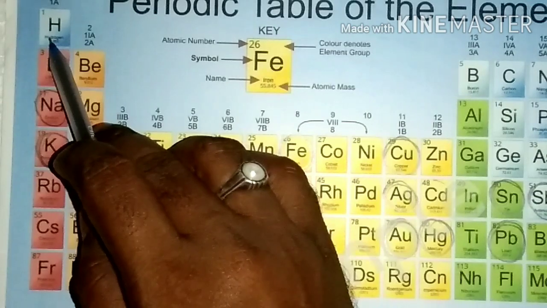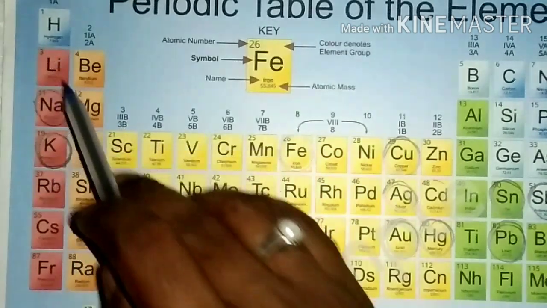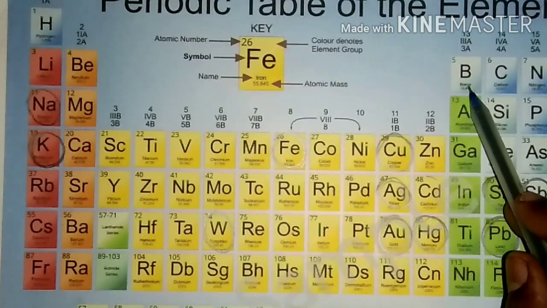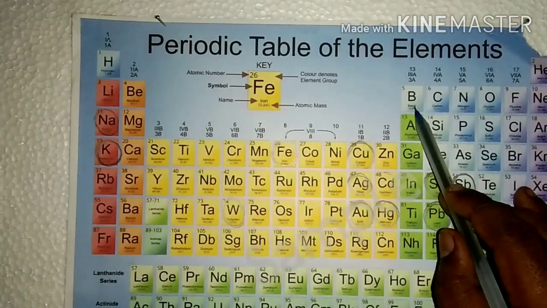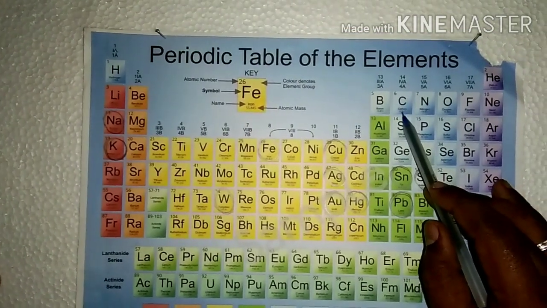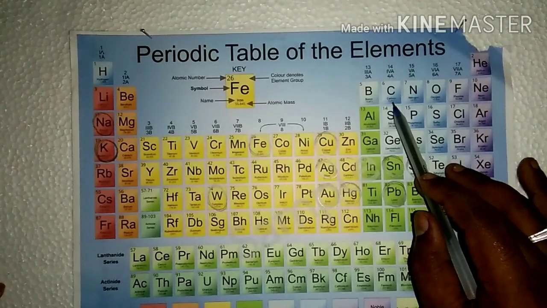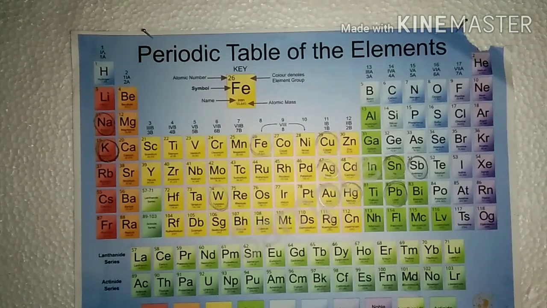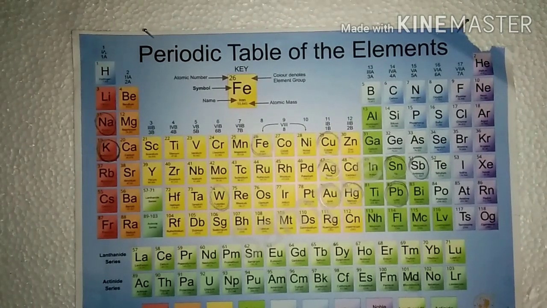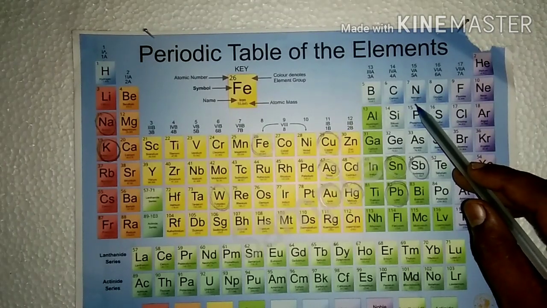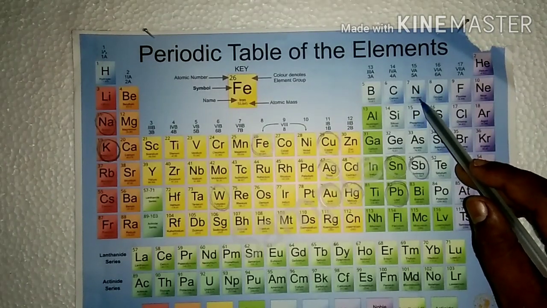Hydrogen, the first letter we should write in uppercase, a capital letter. And as well, the symbol of boron starts with the letter B, so we should write the letter B. The third element, carbon, starts with the letter C, and we should write it as a capital letter. Nitrogen, capital N, we should write. The symbol of nitrogen is N. Why? Because nitrogen starts with the letter N.